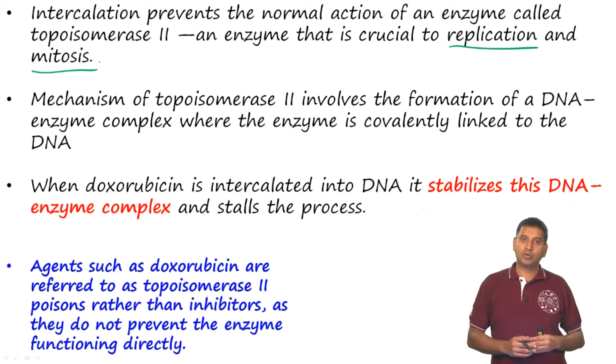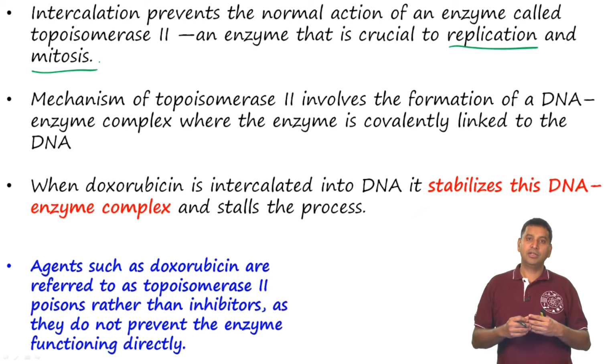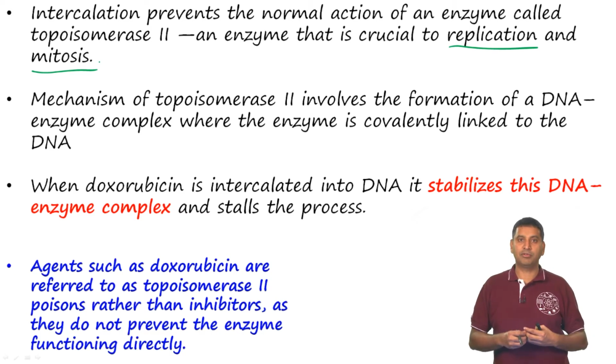So, when doxorubicin is intercalated into DNA, it stabilizes this DNA-enzyme complex and stalls the process. Agents such as doxorubicin are referred to as topoisomerase 2 poisons rather than inhibitors, as they do not prevent the enzyme functioning directly. Instead, by making a stable complex, they prevent transcription from occurring.